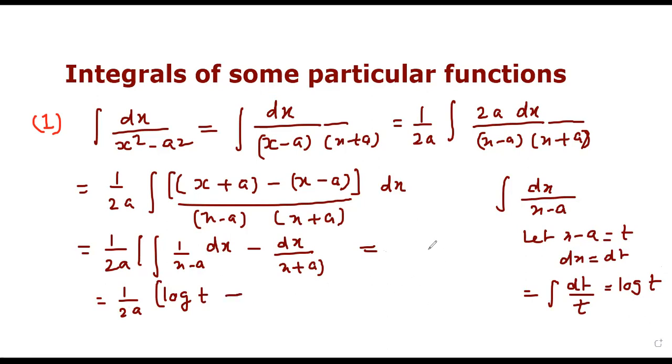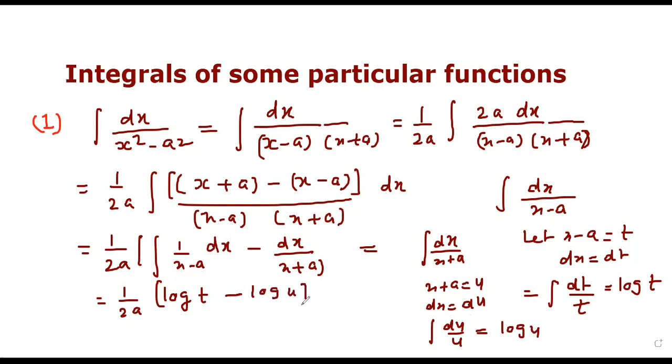minus. Similarly, if we consider the second term, integration dx upon x plus a, and we put x plus a equal to u, then dx equal to du. So this term will become du upon u, and du upon u will be log u. So the second term will be log u plus c. We apply the property of log. So log m minus log n becomes log m upon n. So log t divided by u plus c, but t equal to x minus a and u equal to x plus a.